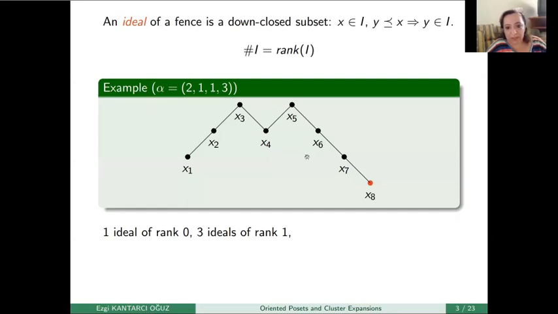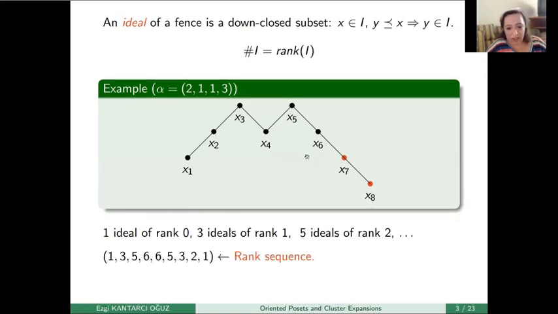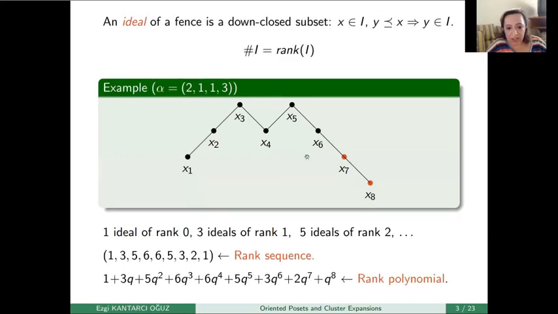And with 2 elements, we can either get 2 of these 3, or we can have x2, x1, or x7, x8. And we can keep counting these ideals. We get a sequence which we call the rank sequence. We could also write it as a polynomial, which we call the rank polynomial. Of course, this is just one statistic on the ideals. We can look at the total number, or we can look at what is in each ideal. So this is counting them with respect to how many elements each ideal has.